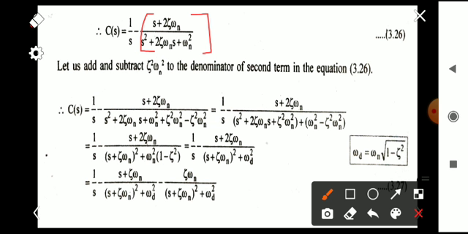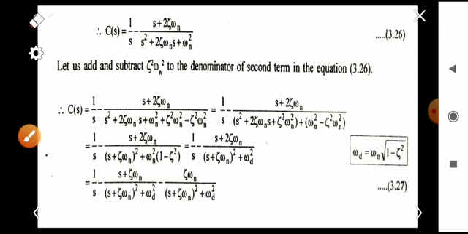Okay, and for finding the Laplace inverse very easily, we are just adding and subtracting some terms in the given equation. Okay, that is, we are adding and subtracting zeta square into omega n square in the denominator polynomial, that is plus zeta square omega n square minus zeta square omega n square, as you can see here. Okay, so we can write these three terms, that is s square plus 2 zeta omega n s plus zeta square omega n square.